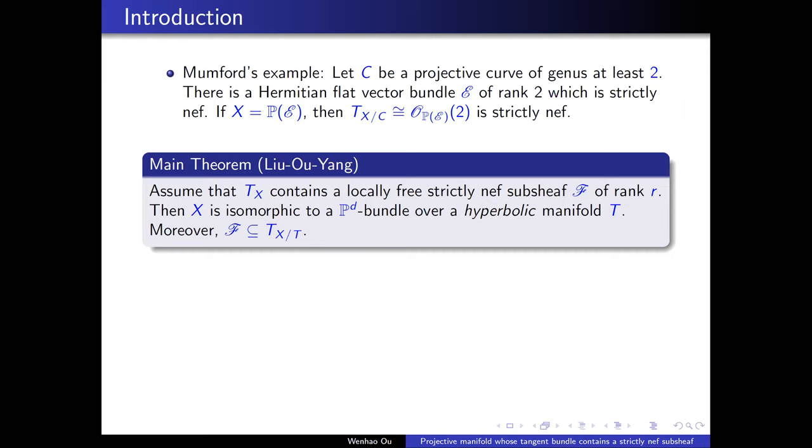Yeah, that's a good question. It might be. For simplicity, maybe we can first look at the case where the base is one dimensional. In this case, it seems to be true. I'm not very familiar with variation of Hodge structures, but the period map just means that you have some tangent direction.